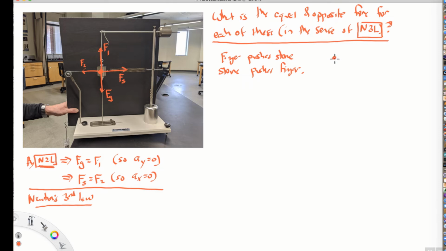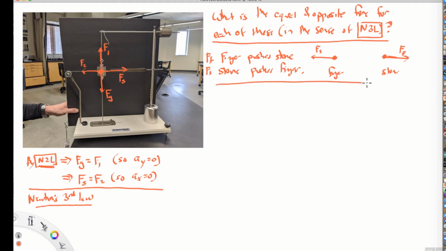But in this case, you've got two objects. You've got your finger, and you've got the stone. Your finger is pushing on the stone. This we might call force, force sub F. That's the finger pushing on the stone. And then the stone is pushing on your finger. That would be the force of the stone, let's say, pushing on your finger. Notice that these two forces are equal in size and opposite in direction, but they're acting on two different bodies. They're interaction forces. Those are the two equal and opposite forces that Newton is talking about.